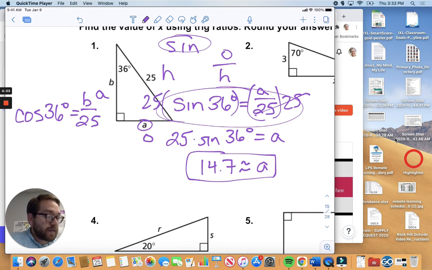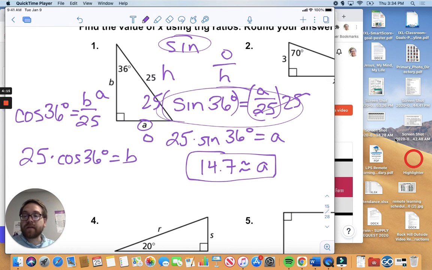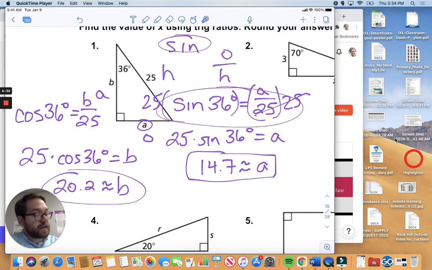And I'm going to solve it the same way. I'm going to multiply both sides by 25, and that leaves me with 25 cosine of 36 degrees is equal to B. And then in my calculator, I would do 25 times cosine of 36 degrees. And if I round that to the nearest hundredths place, B is approximately 20.8. And so that's how you can use the trig ratios to figure out the lengths of these unknown sides. Again, you will first want to determine which trig ratio you are going to use, and that's based off of which side you are looking for and which side you know. And then you set up the equation and solve for the unknown.